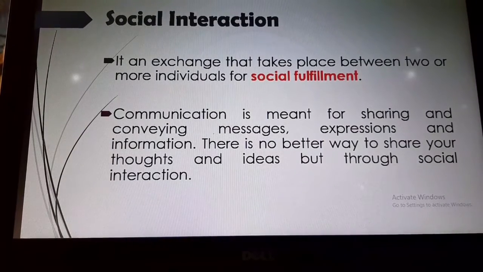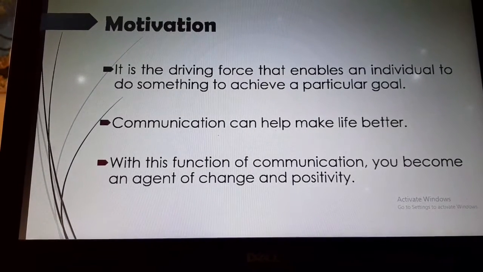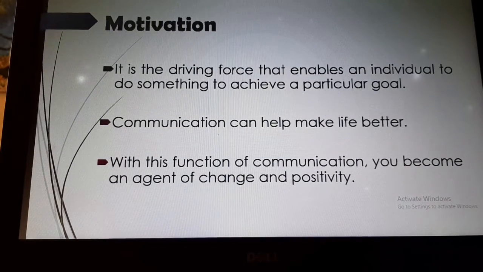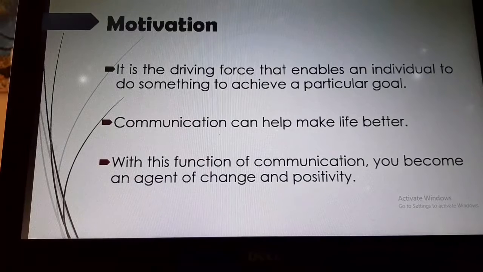The next function is for motivation. It is the driving force that enables an individual to do something to achieve a particular goal. To motivate is to provide someone with a motive for doing something. To motivate is to stimulate someone's interest or even his or her enthusiasm for doing something. Communication can help make life better.